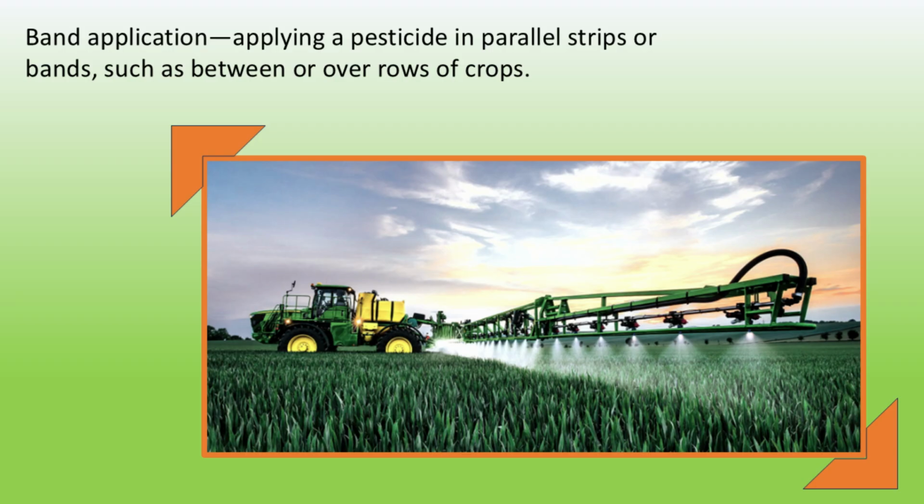Once again, this is applying a pesticide in parallel strips or bands, such as between or over rows of crops. So as you can see here, we've got the application equipment actually spraying this field in bands. This is definitely more of an agricultural or farm type of application.